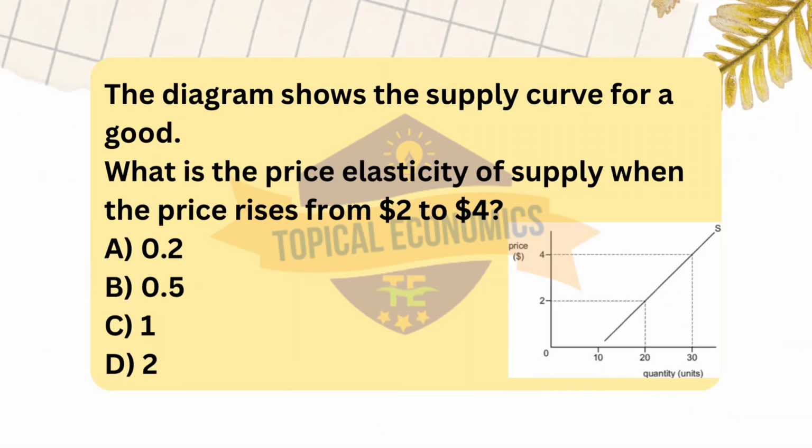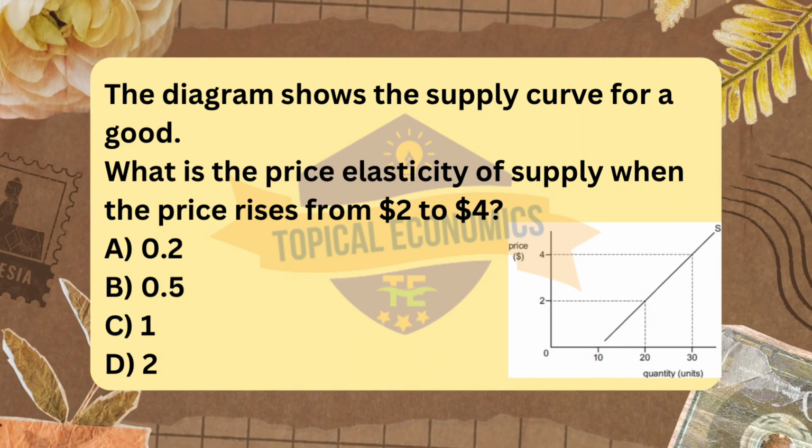Proceeding with question 11. The diagram shows the supply curve for a good. What is the price elasticity of supply when the price rises from $2 to $4? A. 0.2. B. 0.5. C. 1. D. 2. Reference, 2018 May-June version 1. The correct answer for this question is option B.